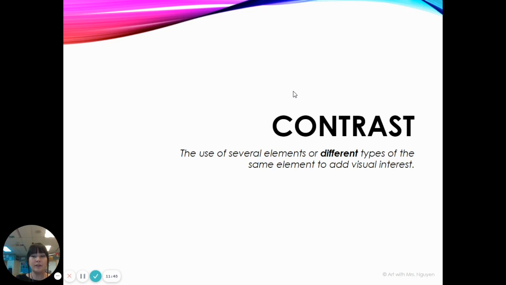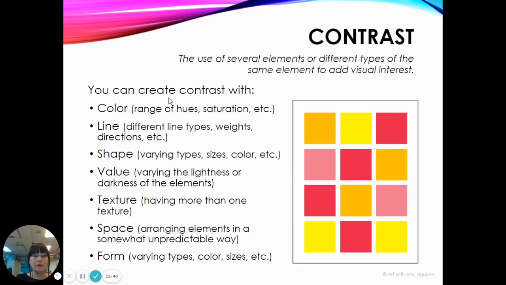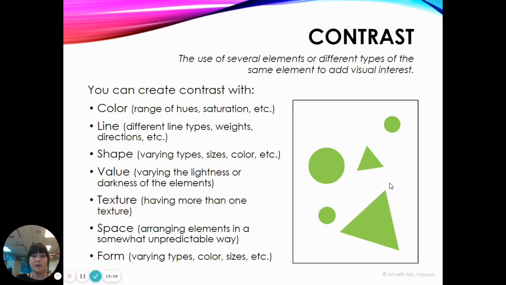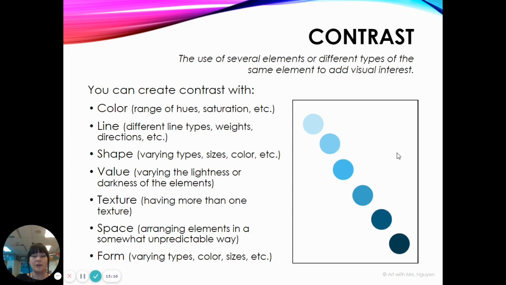The next principle of design is contrast. Contrast is putting things that are very different next to each other to make each of them stand out. And you can create contrast with any of the elements of art that we talked about in previous videos. You can have contrast with color, yellow versus red-violet, they're very different colors. You can contrast lines, thick versus thin, curvy versus straight, they're different. You can create contrast with shapes, circle versus triangles. You can create contrast with value, light versus dark.